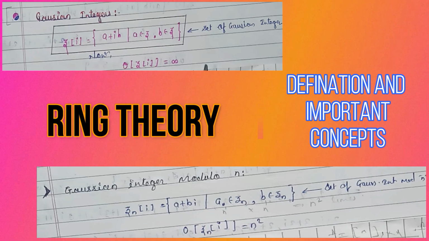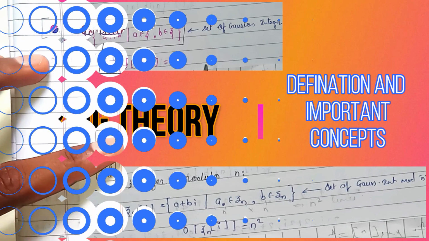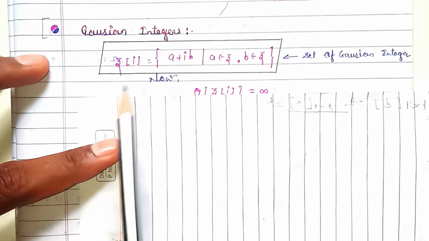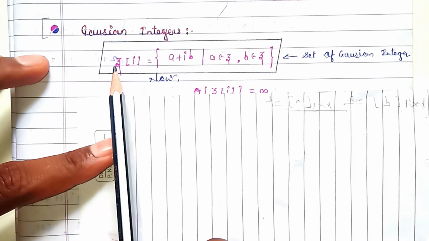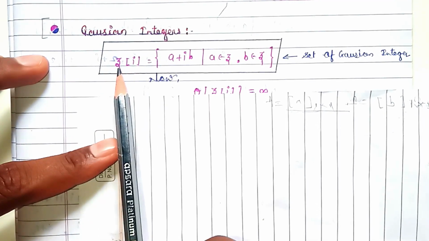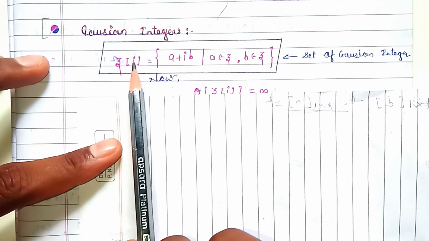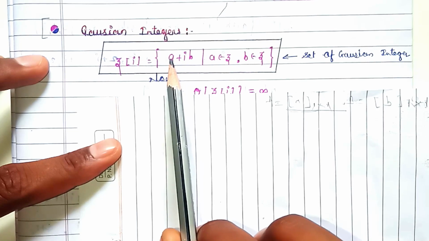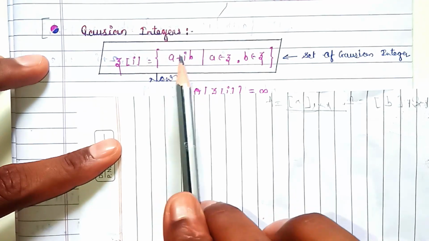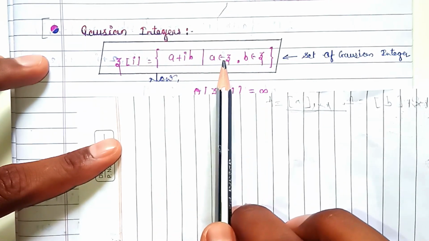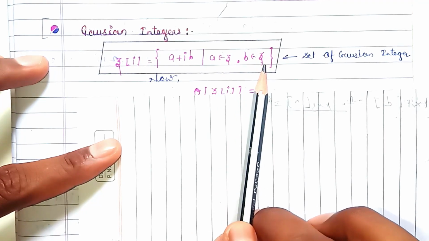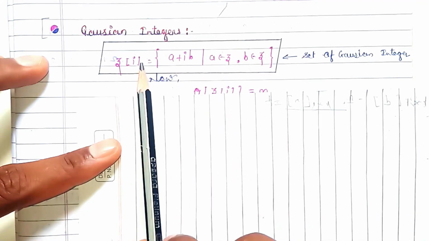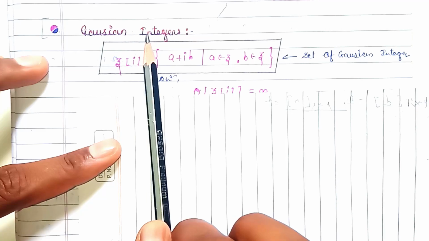I will explain how we can form the Gaussian integer. Here is the definition. The Gaussian integer, represented by Z[i], consists of elements of the form a plus bi, where a belongs to Z and b belongs to Z. When we have such numbers, we say that it is a Gaussian integer.